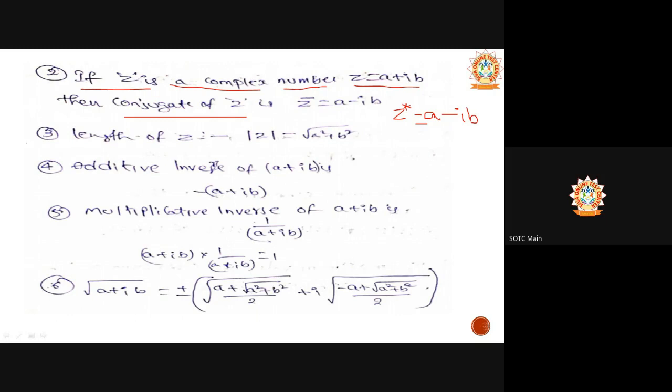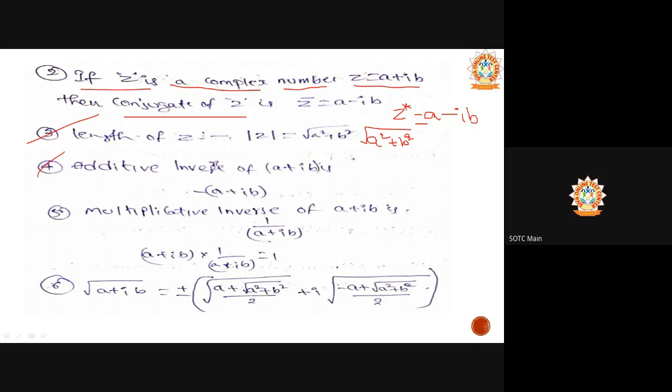Next one, length of z or mod of z, that is equal to under root a square plus b square. The real part whole squared plus the imaginary part squared, right? So this is the length of z or mod of z.